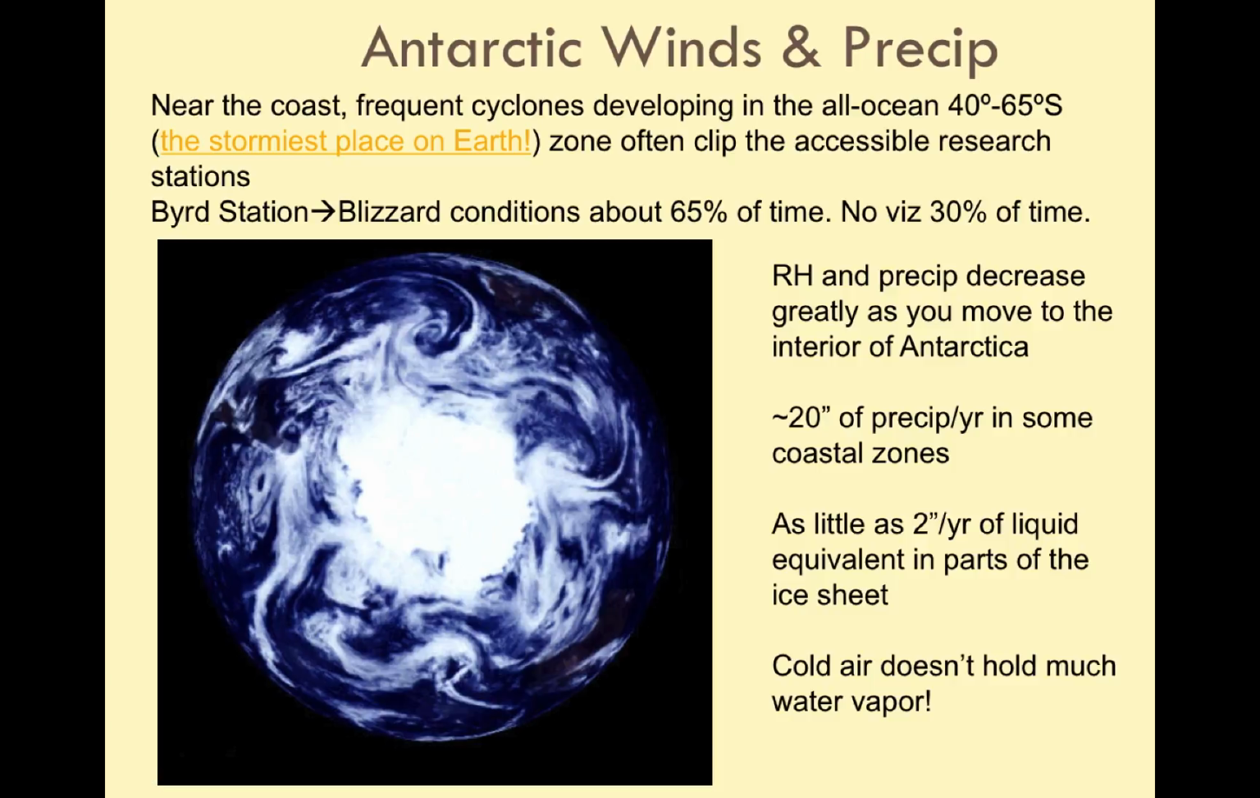So the relative humidity and precipitation decrease greatly as you move to the interior of Antarctica. The coast might see 20 inches of precip a year, whereas the interior might only see 2 inches of precip a year on a good year. The change in temperature is just so extreme as you go to the coast, which is affected by the oceans. As you go to the interior, first of all, it's dominated by high pressure because cold anomalies make high pressure. You simply can't hold that much water vapor at the temperatures that we have in interior Antarctica.